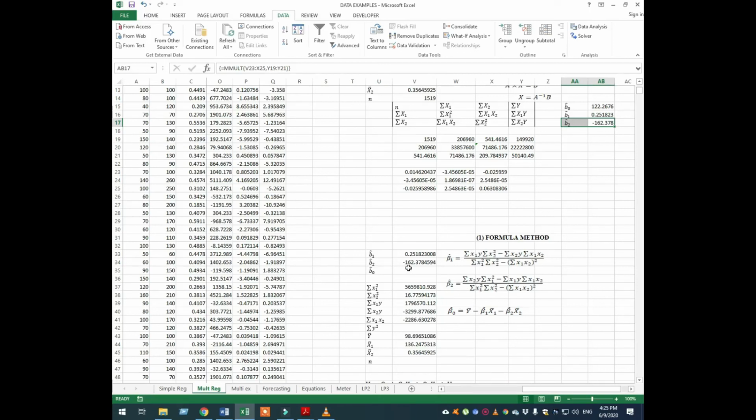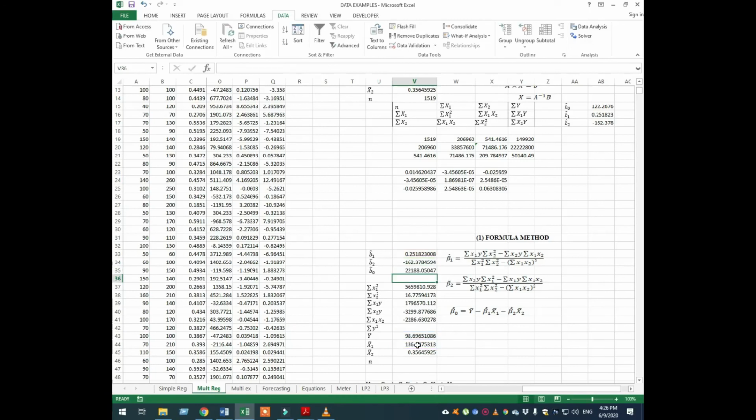And finally B naught cap. Here we will be following the formula where B naught cap is like this one. It is very simple. I'm just putting the formula over here. That is y, mean of y, which is this, minus B1 cap multiplied by x1 bar, x1 bar is this, then again minus B2 cap multiplied by x2 bar, which is this.